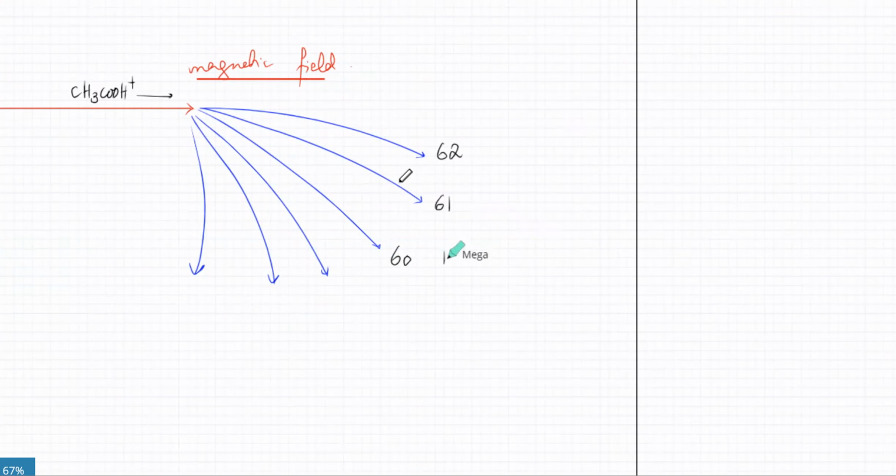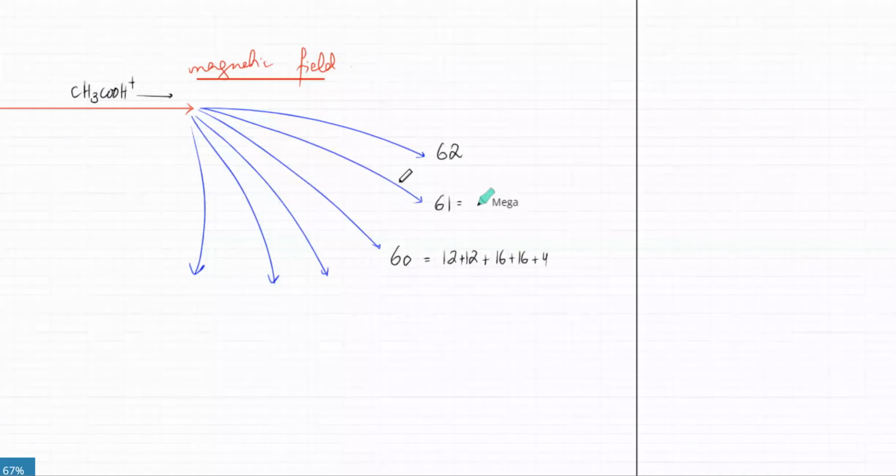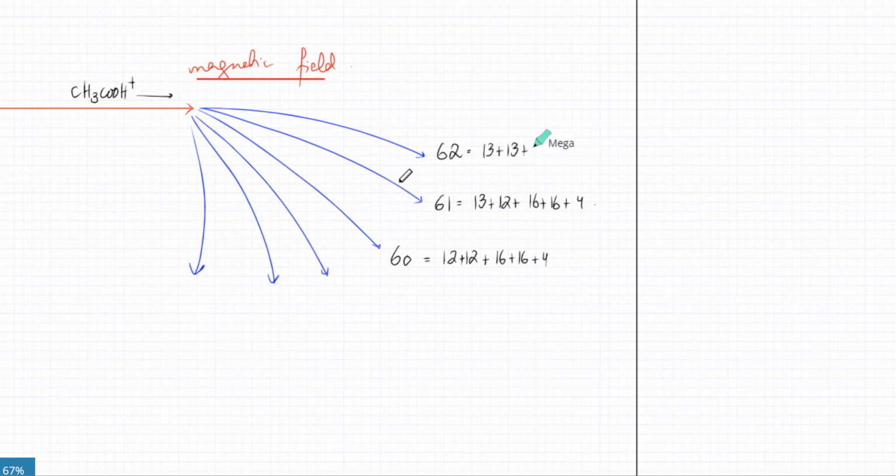Either both of the carbons are 12. So it's 12 plus 12, plus there are 2 oxygens, so that's 16 plus 16, plus there are 4 hydrogens, so that's 4. So that kind of gives you 60, right? Or the second option: one of the carbons is 13. So it's 13 plus 12 plus 16 plus 16 plus 4 hydrogens, right? Or both of the carbons might be 13. So the carbon has a mass of 13, the other one also has a mass of 13, plus 2 oxygens, that's 16 and 16, plus there are 4 hydrogens.